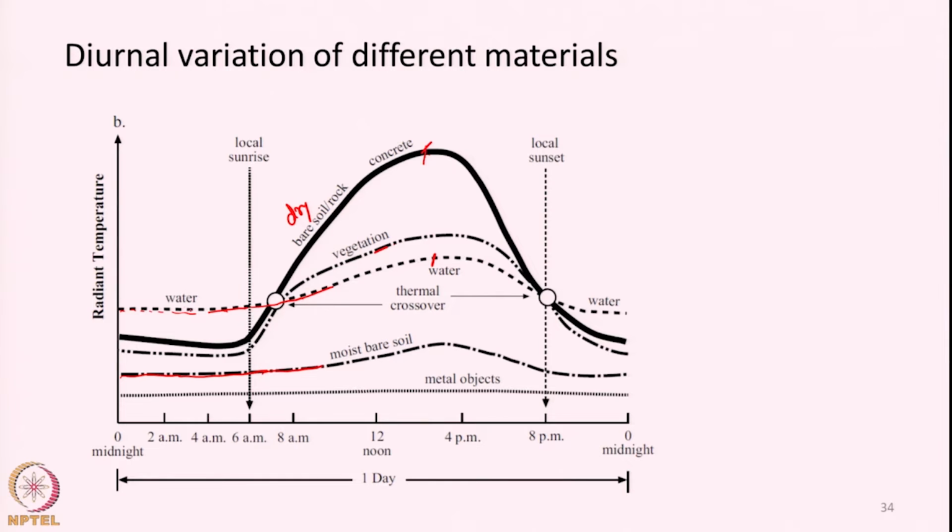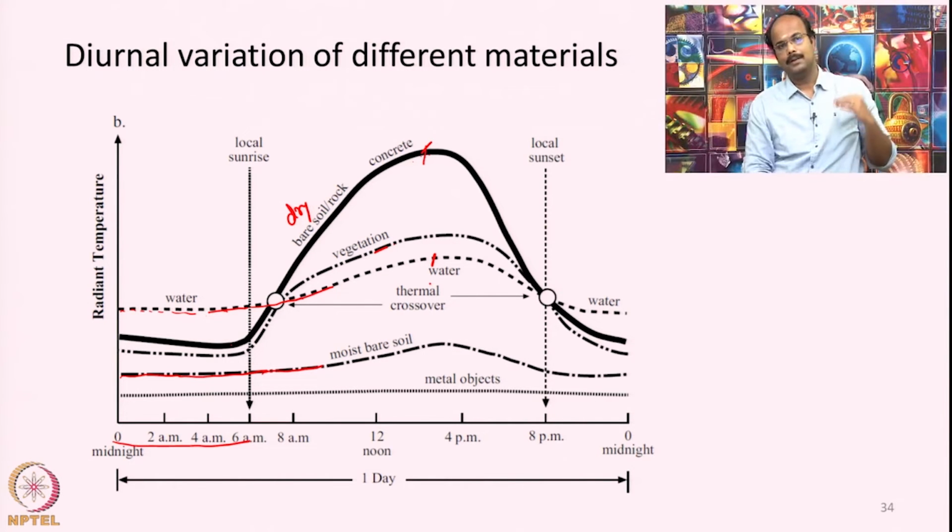So, during night, if you observe here, water has higher temperature. So, water will appear warmer than vegetation or bare soil and all. But during daytime, bare soil will have higher temperature, water will have lower temperature. So, the temperature will vary because during daytime bare soil and rocks will heat up extremely fast, they will rise to a very high temperature.